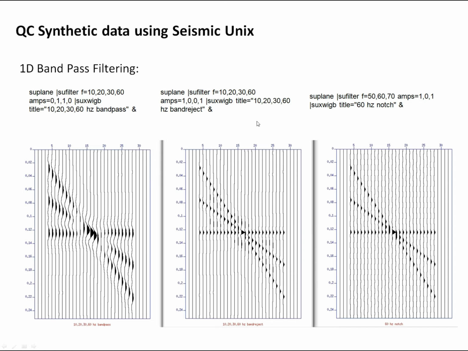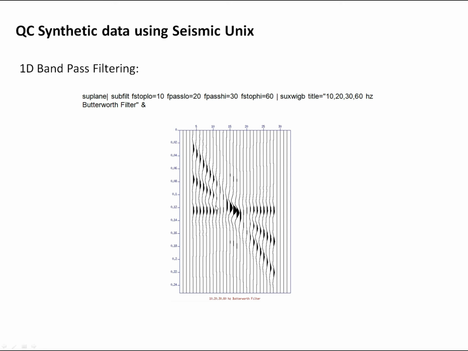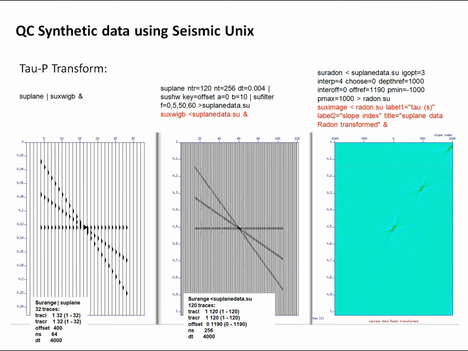And now if you want to reject some frequencies, this is a band reject filter display here, and if you want to remove a particular frequency, you can apply a notch filter. So this is a 60 Hertz notch filter here. Okay, this is another application. You can apply a Butterworth filter. So instead of having linear slopes, you have curved slopes. So it's a little bit better filter. So that's 1D bandpass filtering.